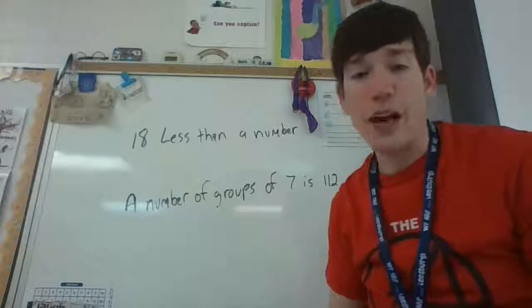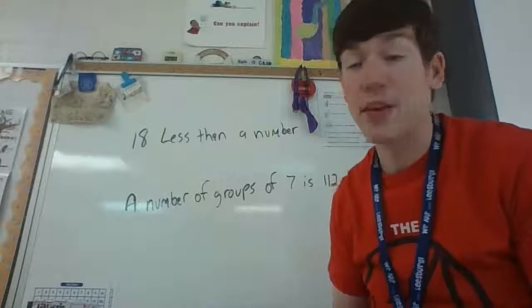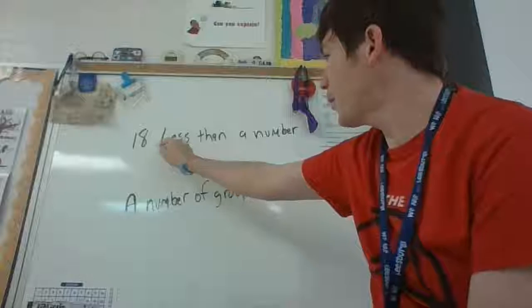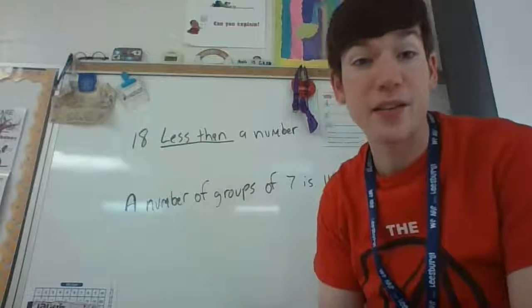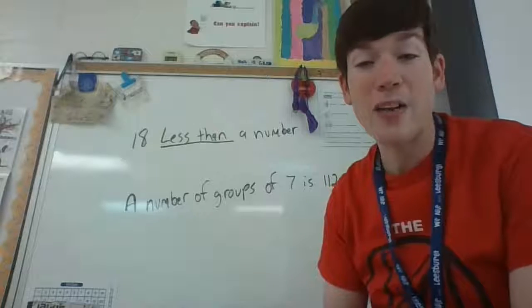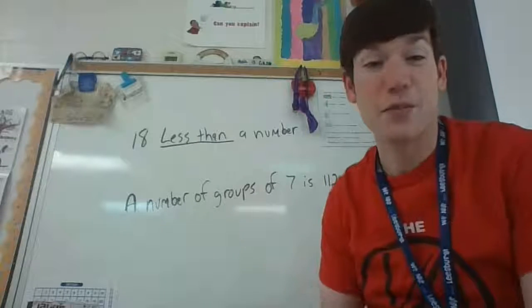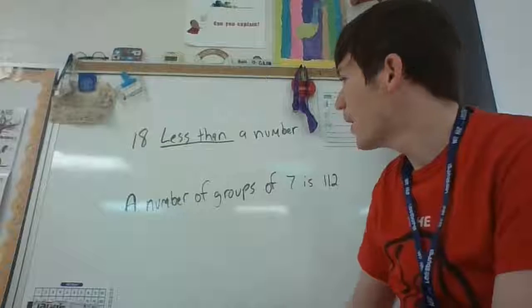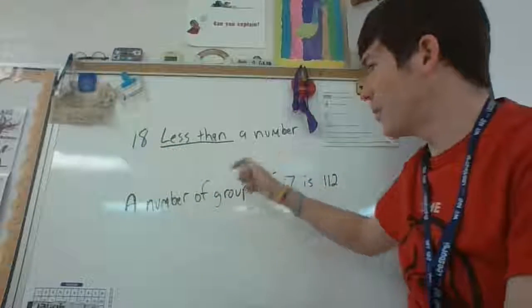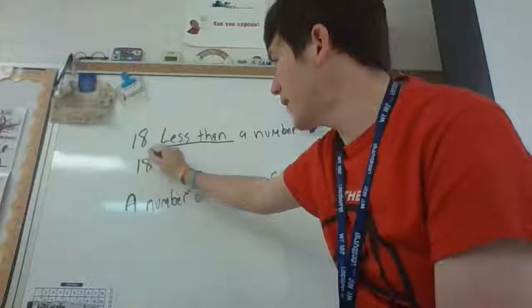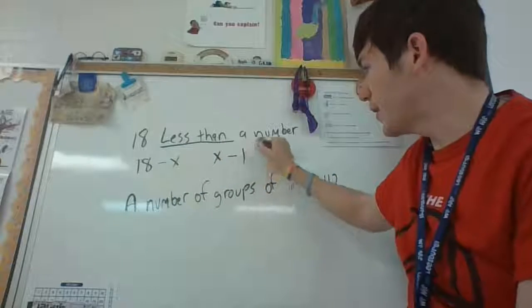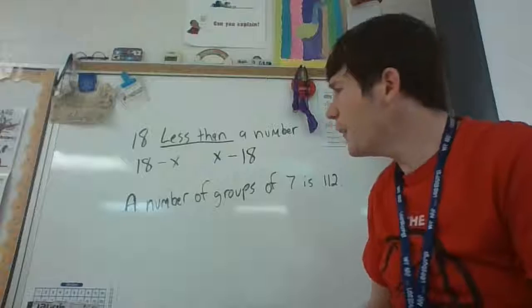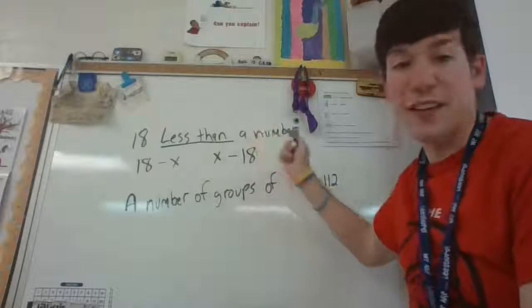Now, first thing I want to figure out is what operation am I thinking that's happening here? When I see these words less than, I know my number seems to be getting smaller. So I know less than is going to mean subtraction. I'm subtracting something. So it's 18 less than a number. So I'm thinking it's either going to be 18 minus a number or a number minus 18.